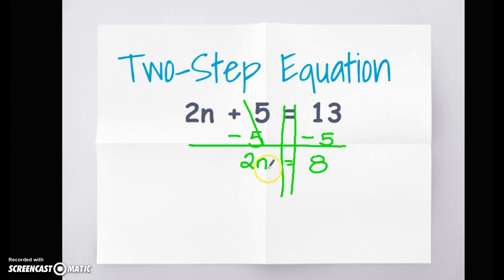So I have to split that into equal groups. Splitting, because they're in groups, the inverse of that would be splitting, which is division. So I'm going to show dividing both sides by 2. 2 divided by 2 cancels out, and I get n is equal to 8 divided by 2, which is 4.